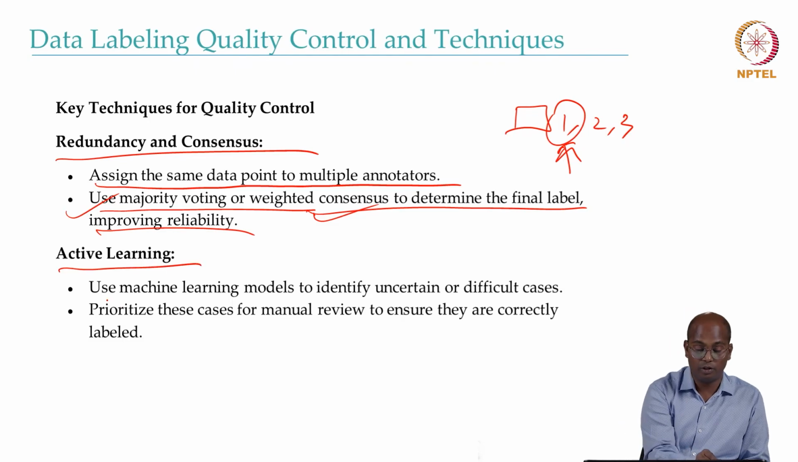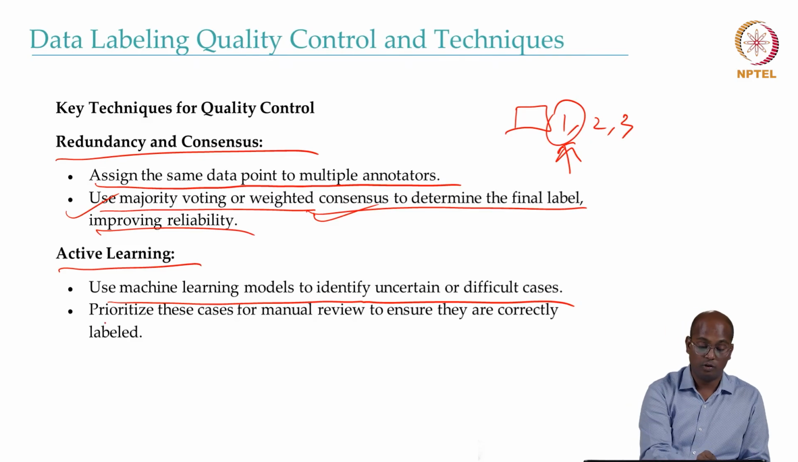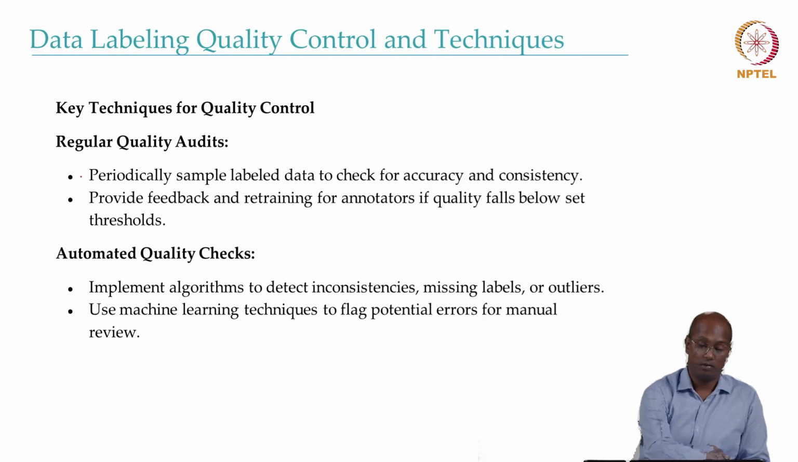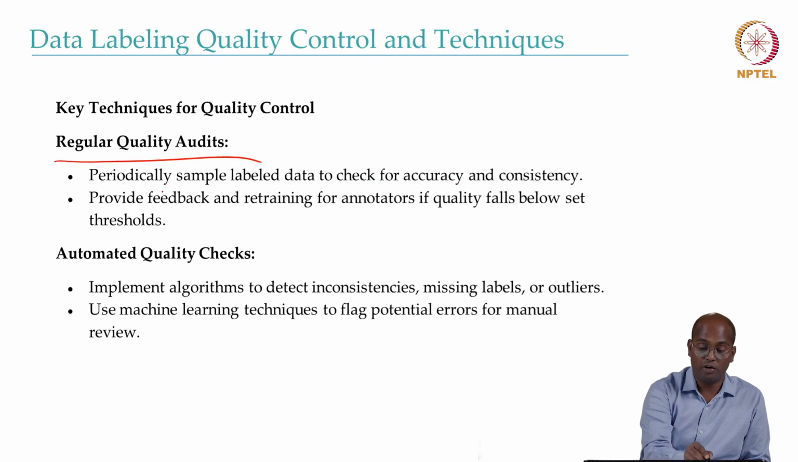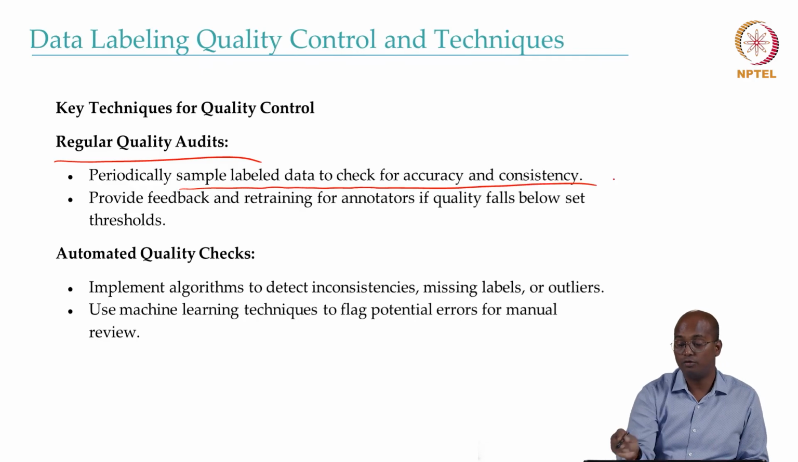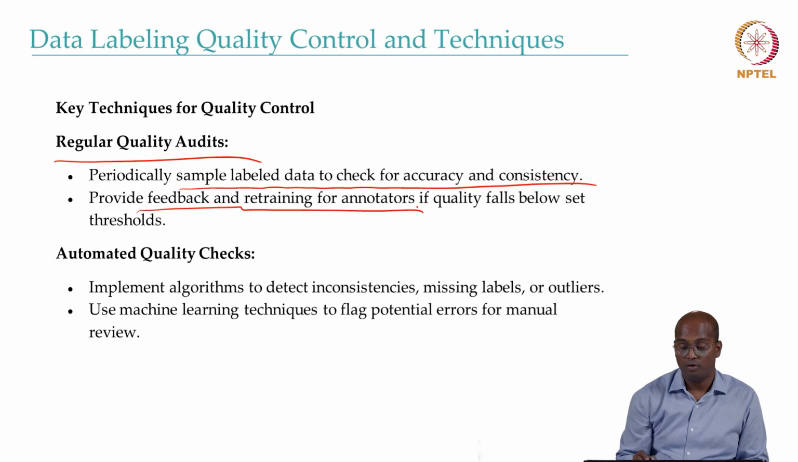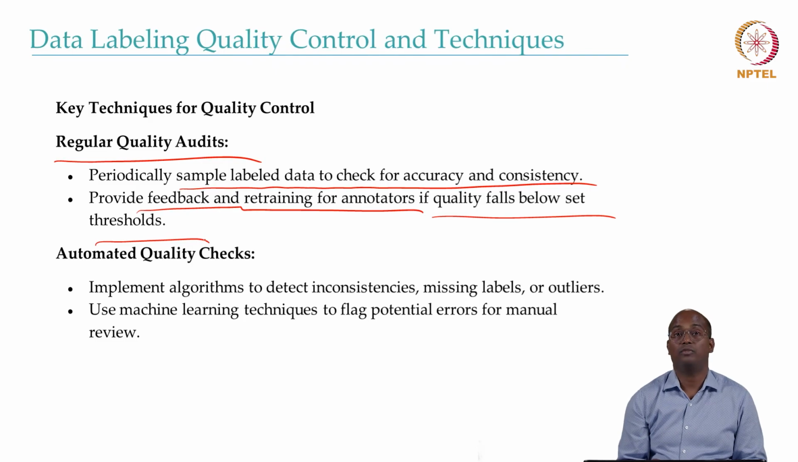Similarly, active learning, where you use machine learning models to identify uncertain or difficult cases. So it prioritizes these cases for manual review to ensure that they are correctly labeled. So another technique for quality control is regular quality audit. So where periodically you sample labeled data to check for accuracy and consistency. So please provide feedback and probably retraining for annotators if quality falls below some set threshold. So in a way, you require some trained annotators or probably reviewers who are going to do the annotation for you.